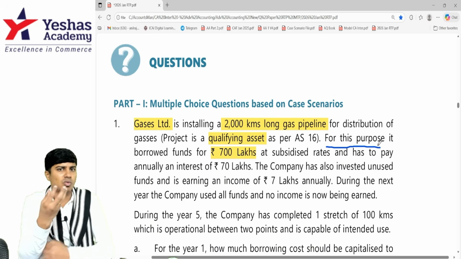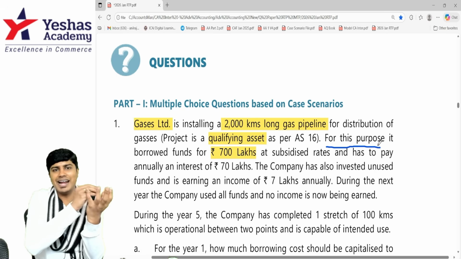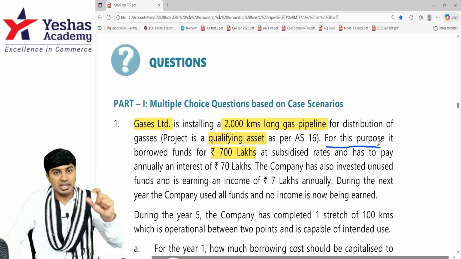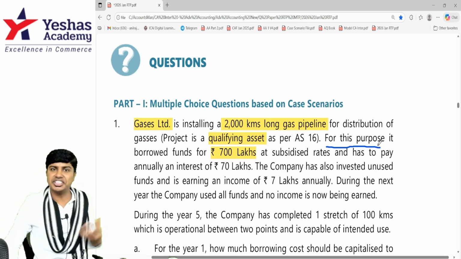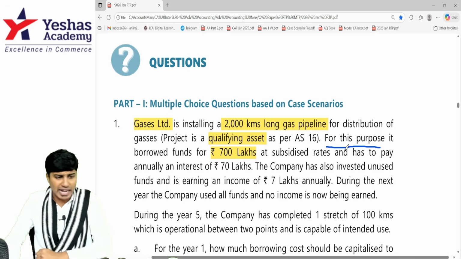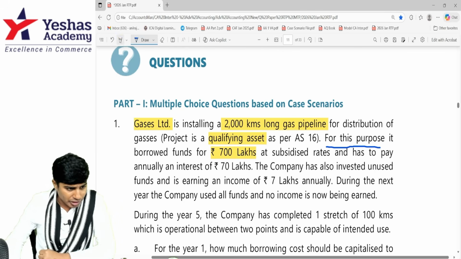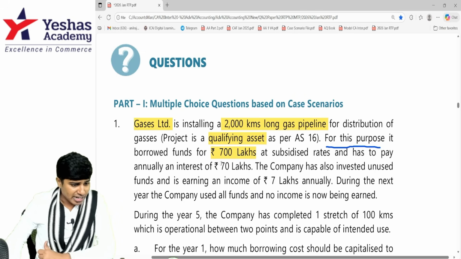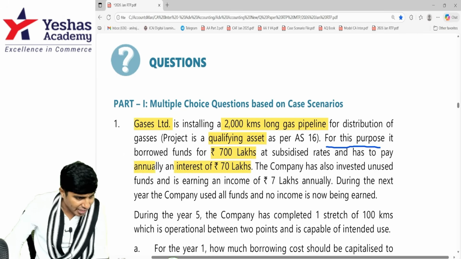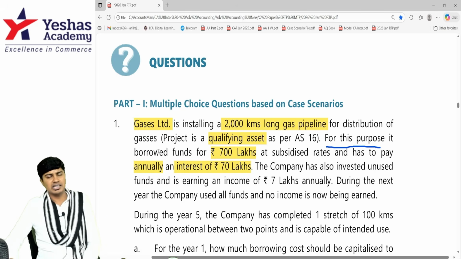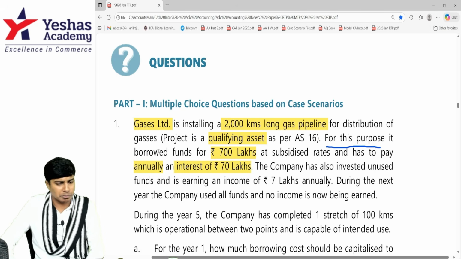On the specific borrowings, whatever the interest is will be added to the cost of the asset because it is a qualifying asset. And if any temporary interest income is earned on this borrowing cost, that will be deducted before it is added. 700 lakhs is the borrowing, and interest is at a subsidized rate, and they have to pay interest of 70 lakhs. They haven't mentioned anything. Okay, yeah, they mentioned annually. So every year they pay 70 lakh rupees as interest on 700 lakhs. That brings down the interest rate to 10%.